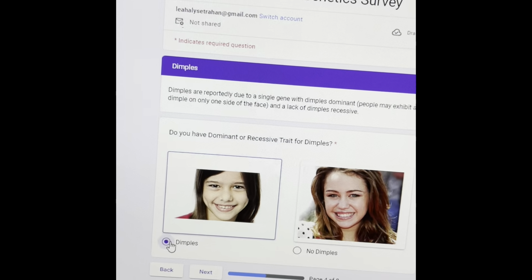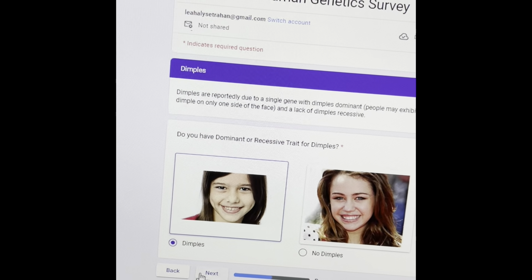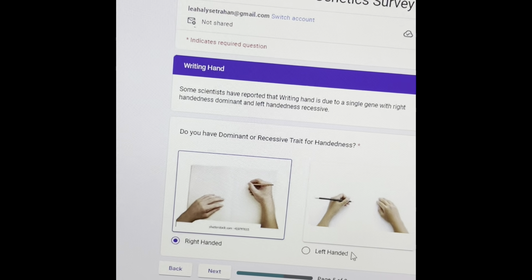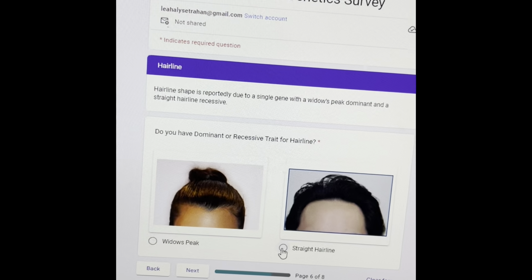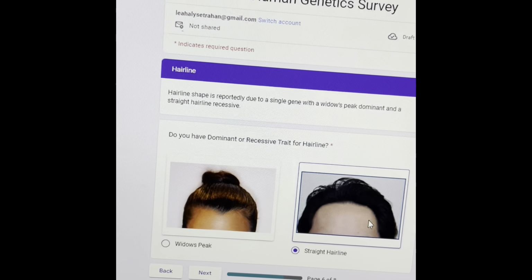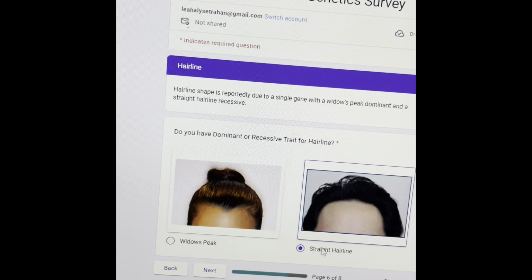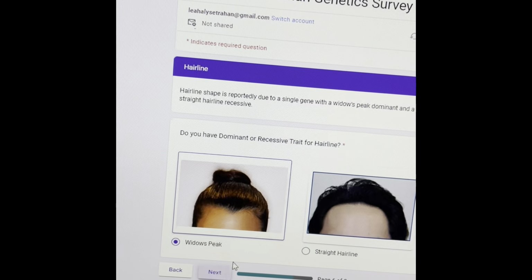I have dimples. If you have dimples, you're going to select this one. If you don't have dimples, you'll select this one. I am right-handed. If you are left-handed, you'll select this one. I do not have a widow's peak. I have a straight hairline. At least I think. I'll have to double check that, guys. But if you have a straight hairline, you'll select this one. If you have a widow's peak, you'll select this one.